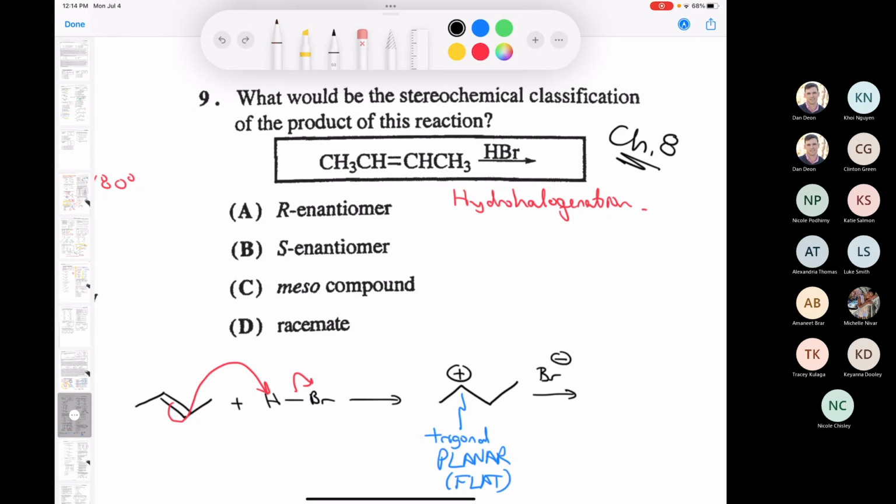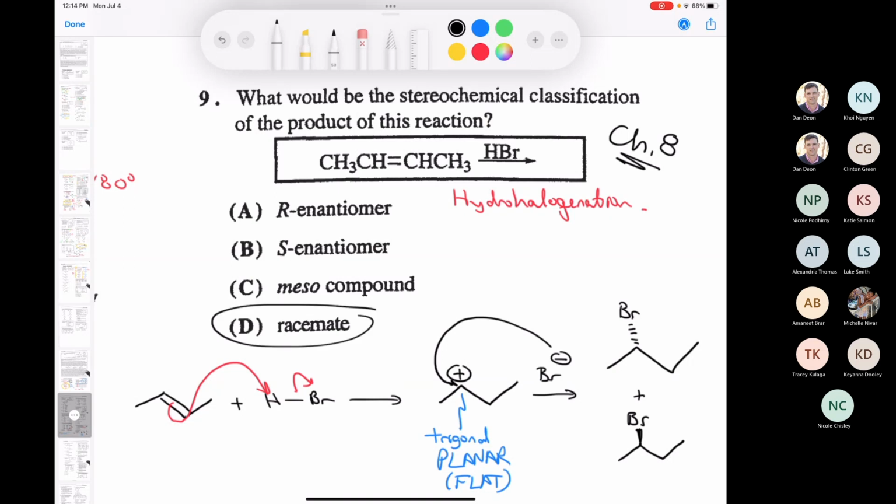That means that you're going to end up with this compound where the bromine is in the back, and you're going to end up with the bromine being in front. So this is a pair of enantiomers, and therefore it's going to be a racemic mixture. So a racemate is the same thing as a racemic mixture. They both mean the exact same thing.